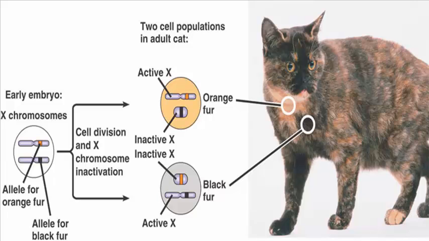On the other hand, some cells could randomly choose to inactivate the X with the orange allele, so those cells exhibit the black allele for fur. And that's how you end up with these tortoiseshell cats. They're always female, and now you know why. It's because of dosage compensation in sex chromosomes to keep those individuals healthy.